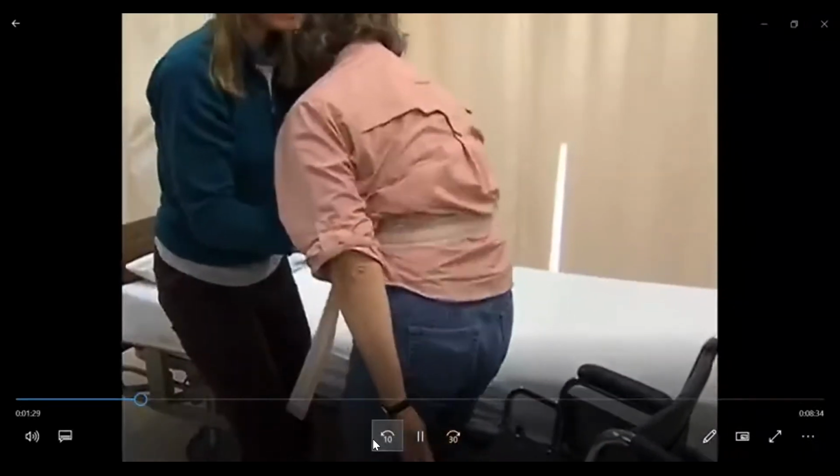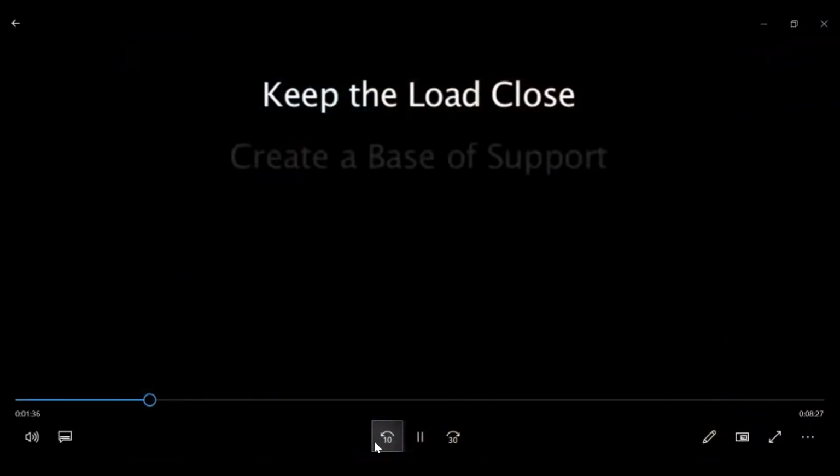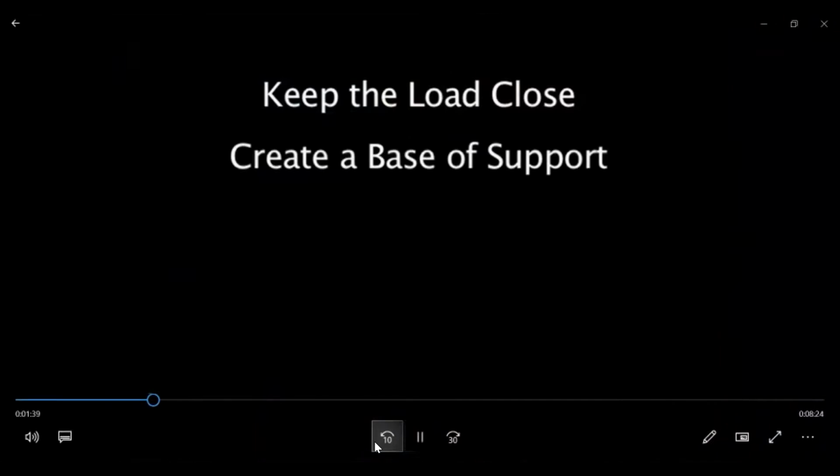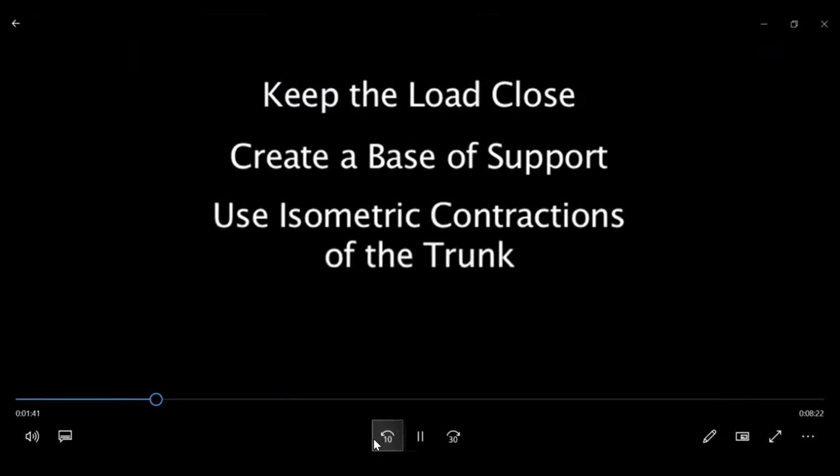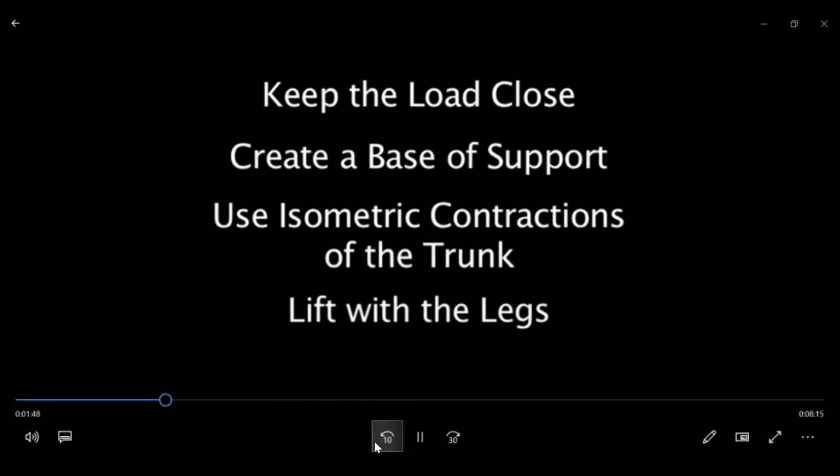Use appropriate body mechanics. Follow the 5 cardinal signs. Keep the load close. Create an appropriate base of support. Use isometric muscle contractions of the trunk to maintain the trunk in a preferably erect position. Lift with the legs and do not twist. Where the hips go, everything else follows. Make sure the patient looks away from where their hips are going. Finally, use appropriate verbal cues.